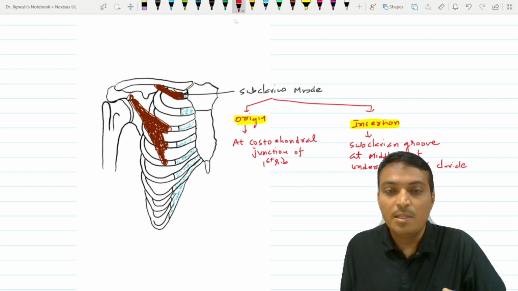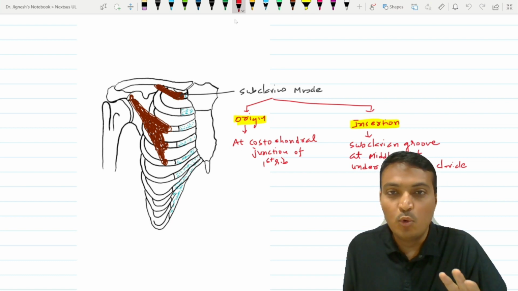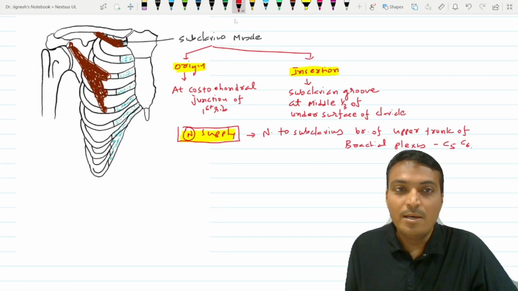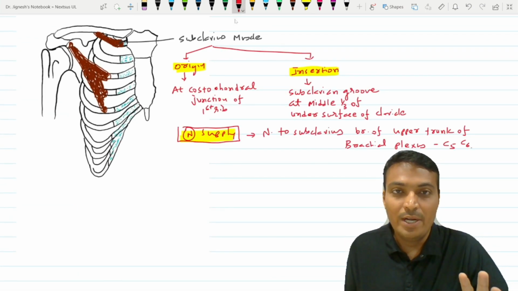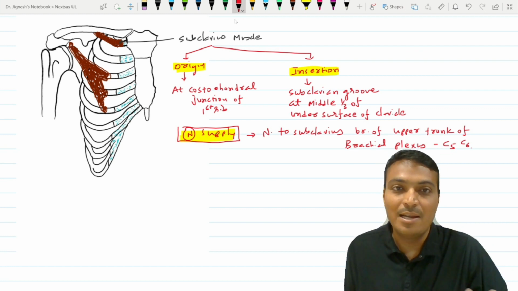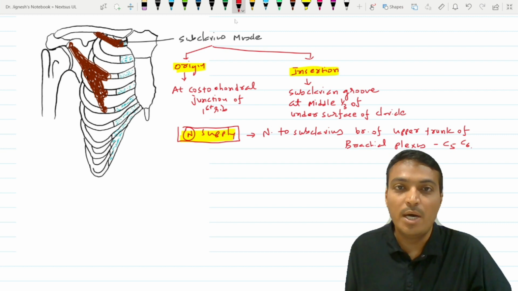This subclavius muscle is supplied by the nerve to subclavius, which is a branch of the upper trunk of the brachial plexus and has a root value of C5 and C6. When we see the action of this subclavius muscle, though it is a small muscle, it is an important muscle to stabilize the clavicle during the movement of the scapula.